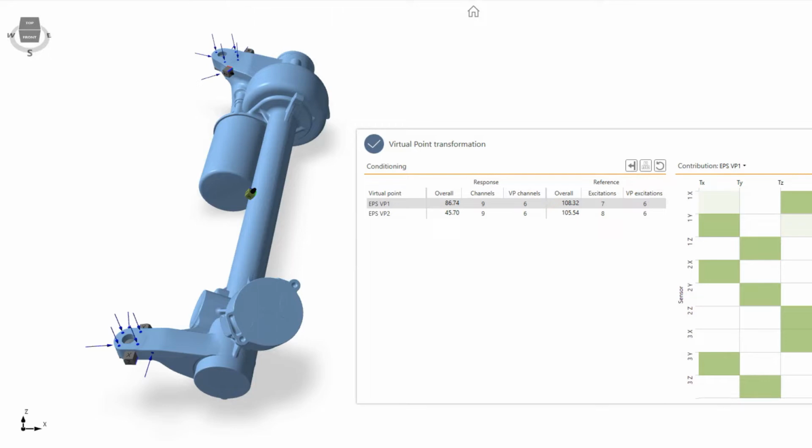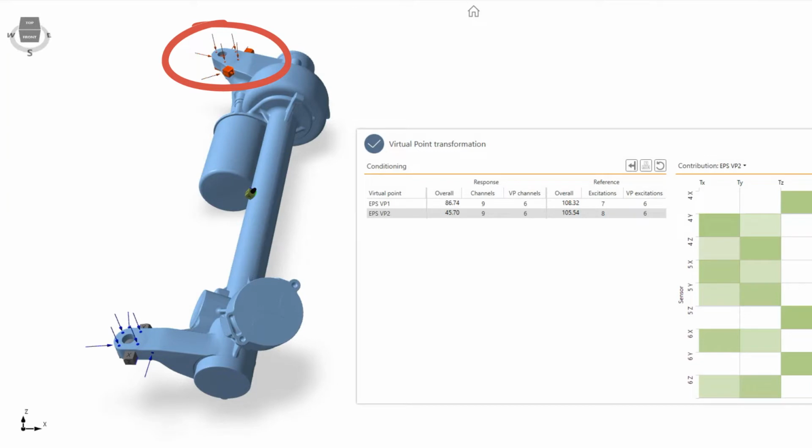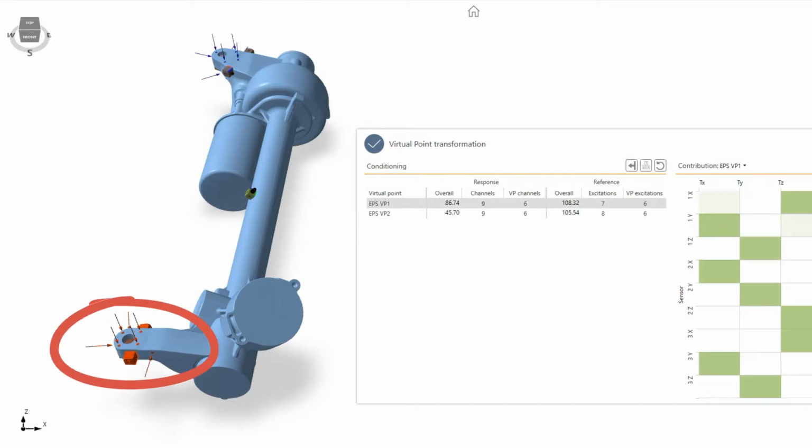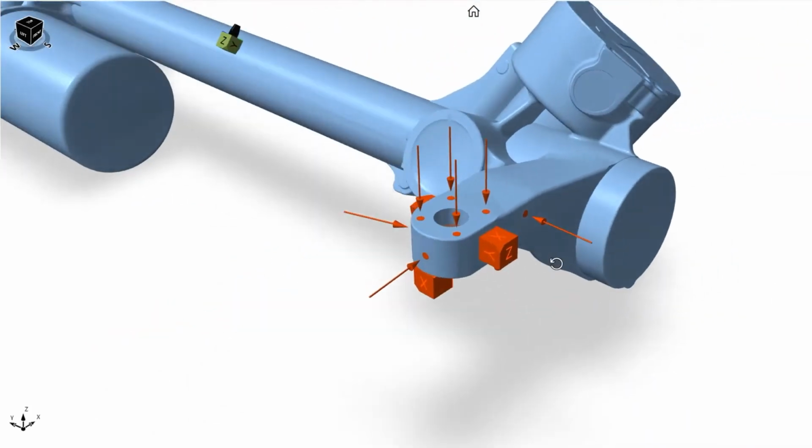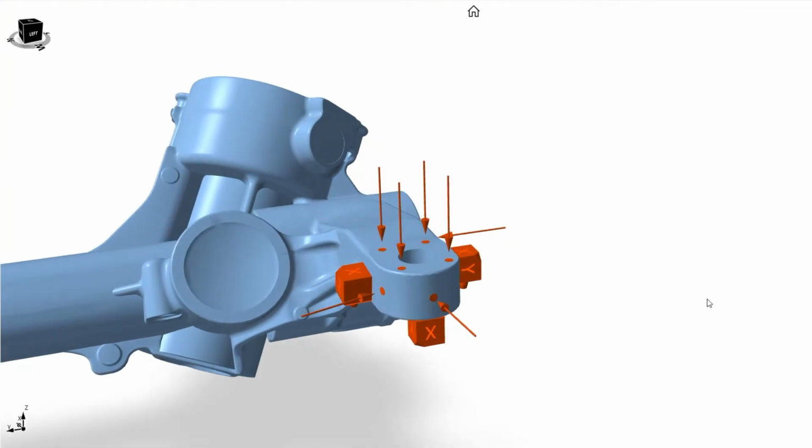The table shows you how many sensor channels and excitations are connected to the virtual points. When you click into the tables, Dirac will highlight all sensors and impacts that are used for the VP. I like to use this feature to check if I forgot or wrongly assigned any of my impacts.